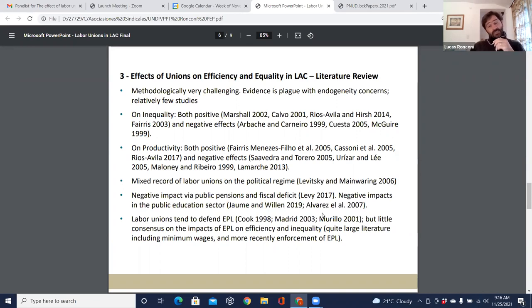So the evidence is, regrettably, plagued with endogeneity concerns. And this is probably the reason why very few people dare to provide some evidence on the field. So there are very few papers. And the few papers you find basically are saying labor unions have a positive impact on efficiency, labor unions have a positive impact on equality, and the other half saying exactly the opposite.